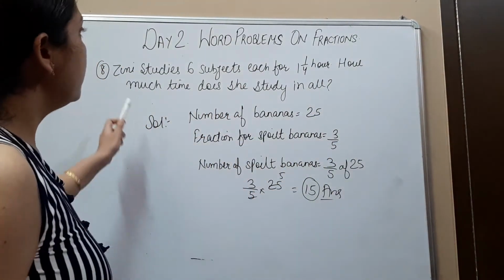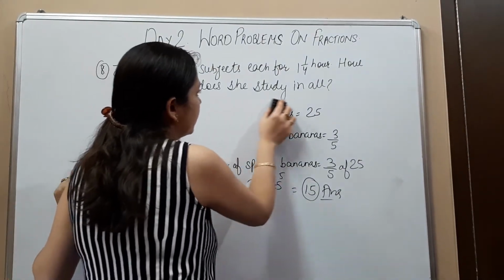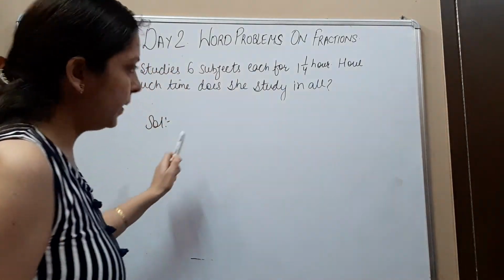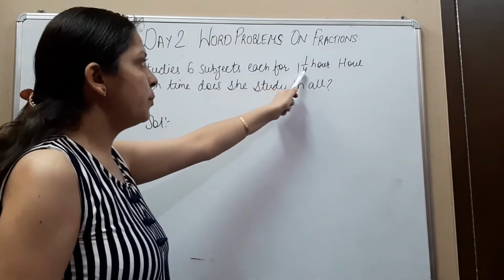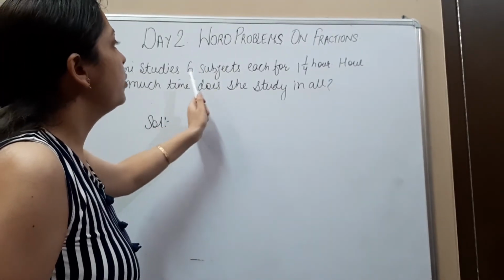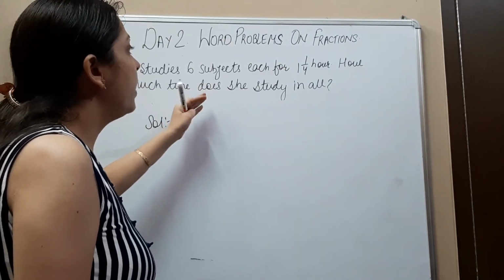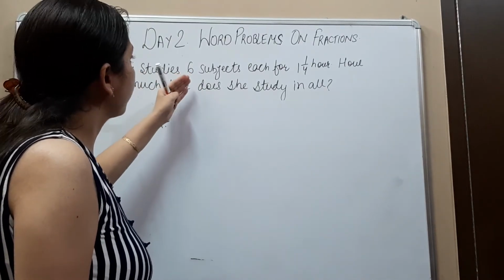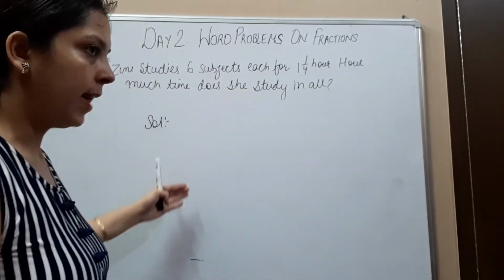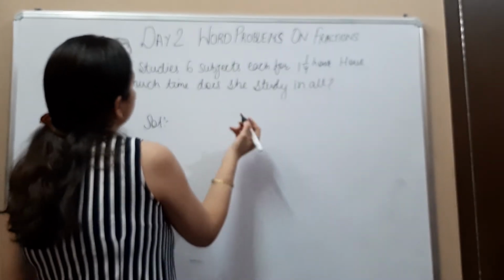So in this question, we have given that Zuni studies 6 subjects each for 1 whole 1/4 hour. Means she studies one subject in these hours, and you have to find the total time she takes to study 6 subjects. That means you will have to find the time taken for more subjects. In that case, you will multiply it.